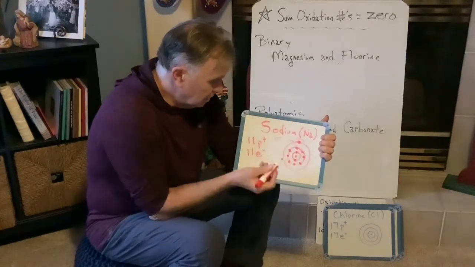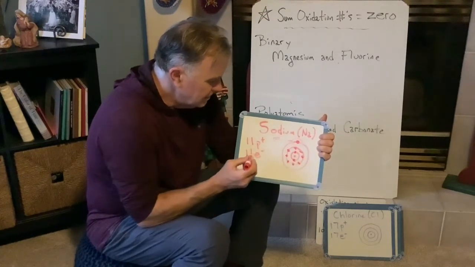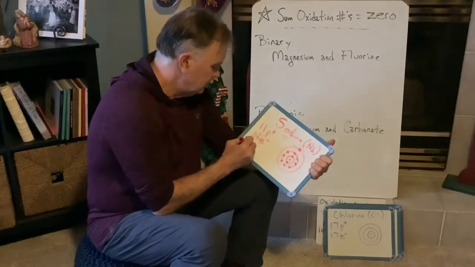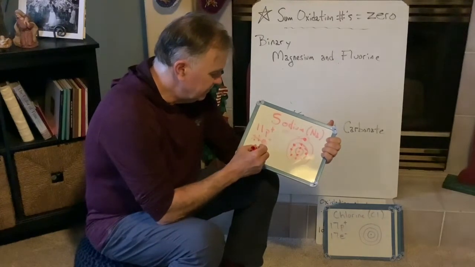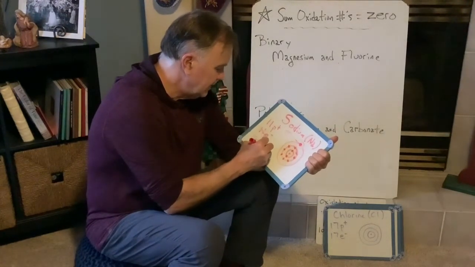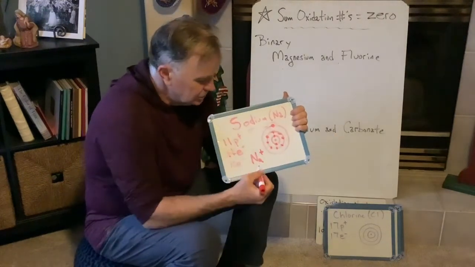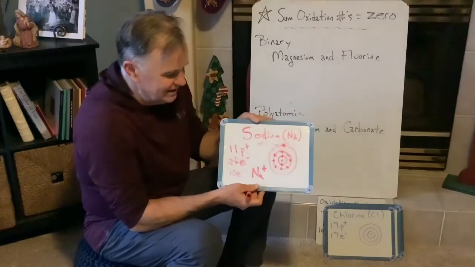But now you still have 11 protons in the middle, but you don't have 11 electrons, you have 10 electrons. That means you have 10 negatives and 11 positives. That's going to give this sodium a plus charge. So we say that this sodium is a positive ion, or a cation.